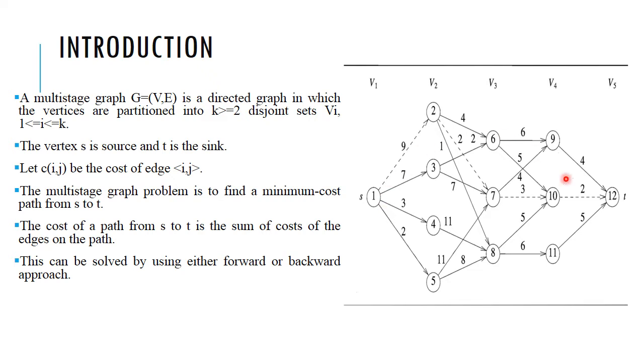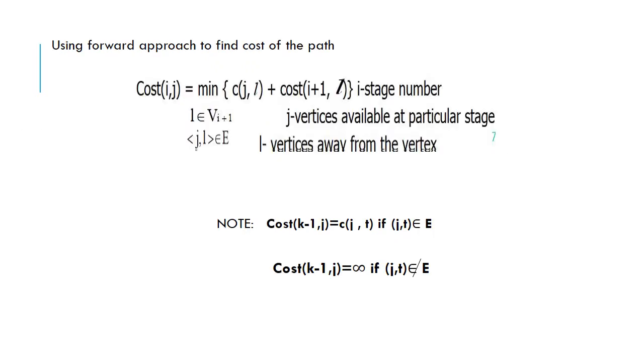And how do we solve the multi-stage graph problem? There are two approaches to solve it. One is the forward approach, and another is the backward approach. In this video lecture, we'll understand the example on the forward approach. Let us see how to apply the forward approach to find the cost of the path on the multi-stage graph problem.